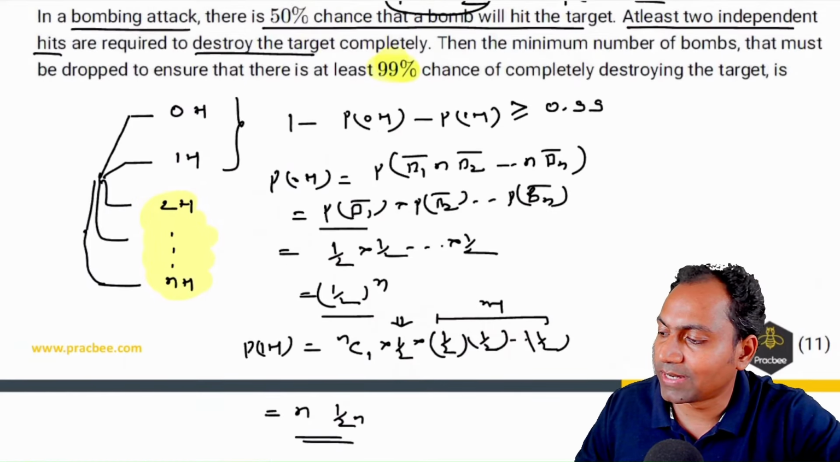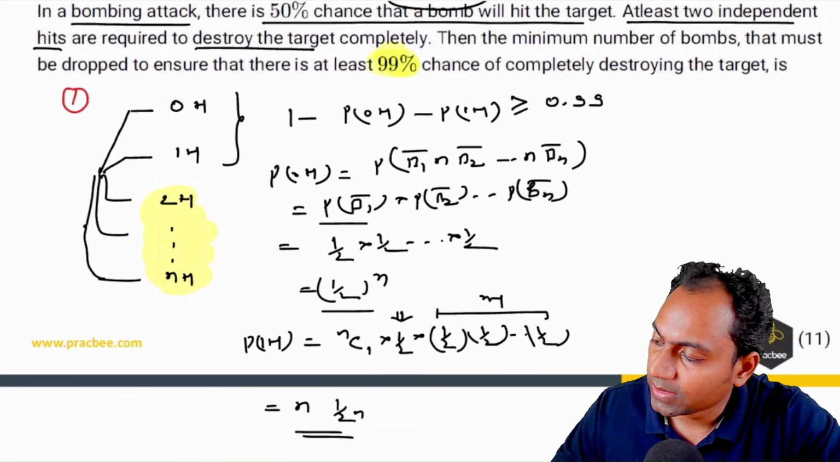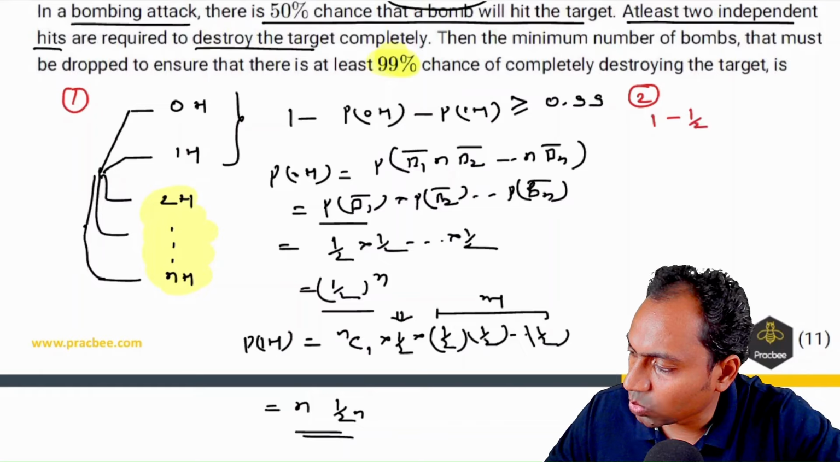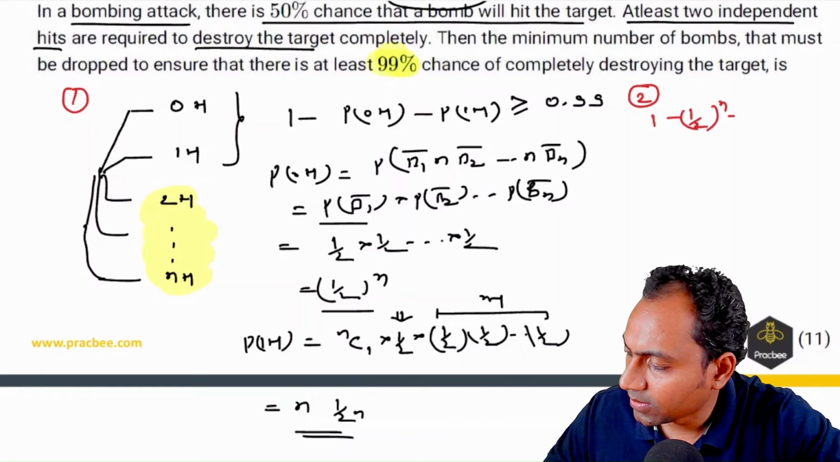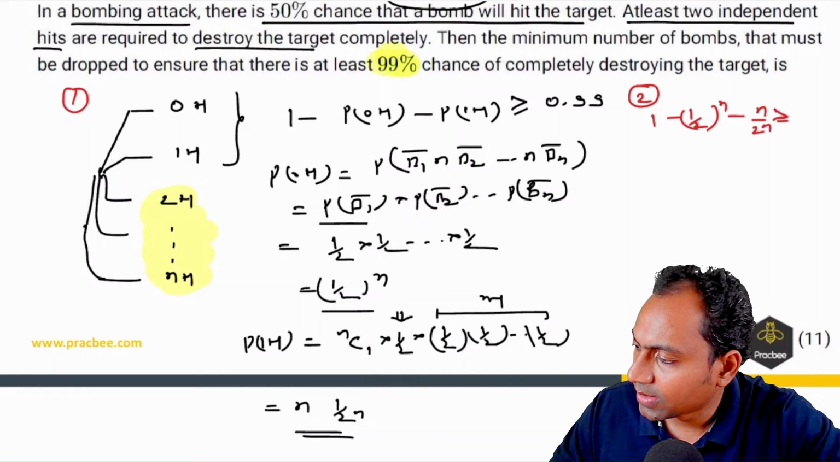Now let us try and figure it out further. So if I want to get my solution, this was my first part. In the next part, let us put in the values and do the calculation. So this becomes 1 by 2 raised to the power n minus n by 2 raised to the power n, and this needs to be greater than or equal to 0.9.